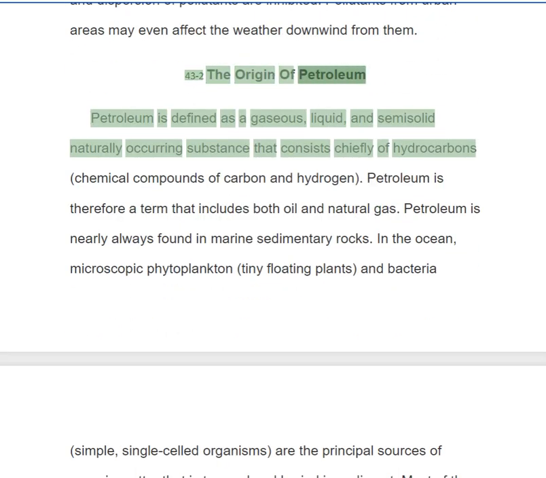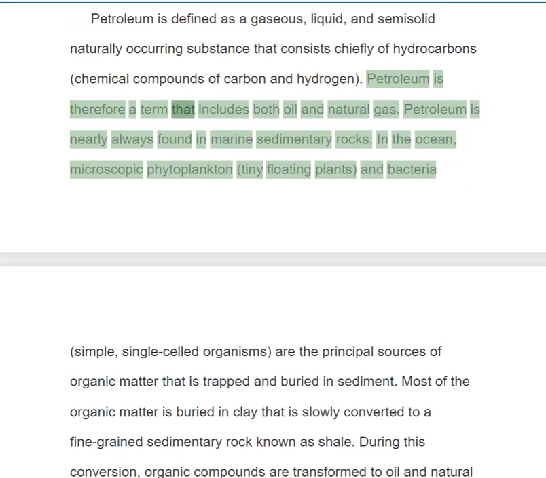43-2 The origin of petroleum. Petroleum is defined as a gaseous, liquid, and semi-solid naturally occurring substance that consists chiefly of hydrocarbons. Petroleum is therefore a term that includes both oil and natural gas. Petroleum is nearly always found in marine sedimentary rocks.